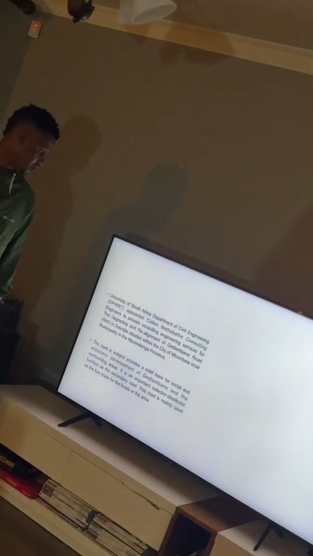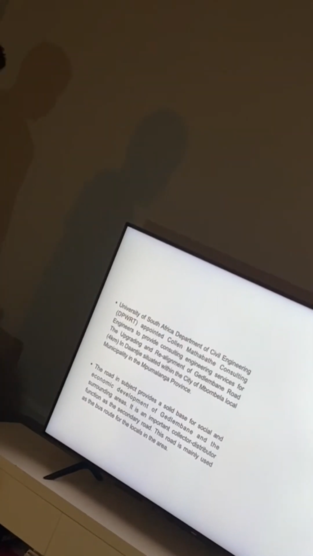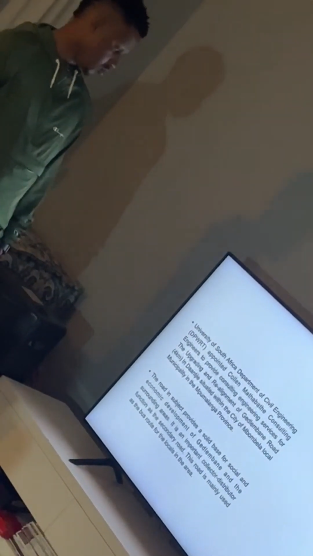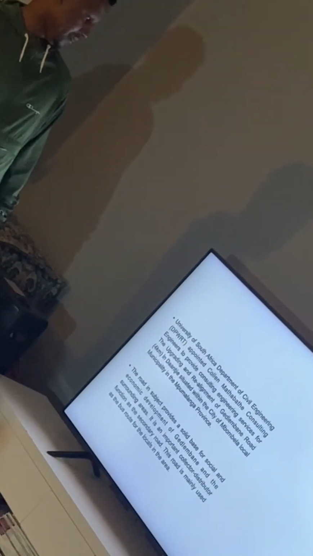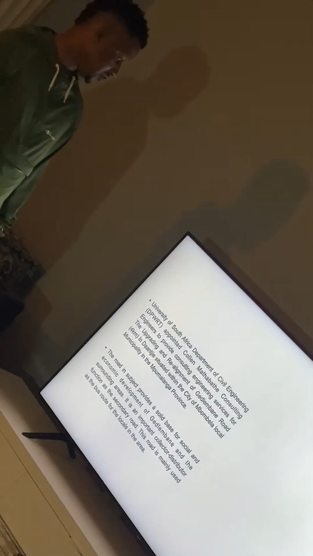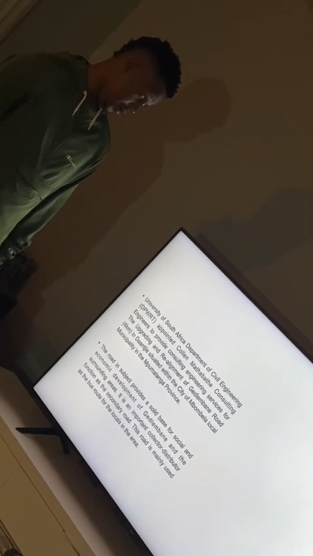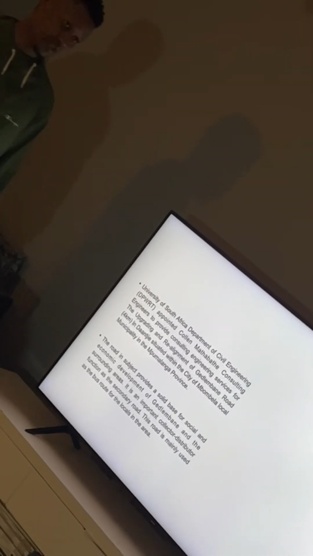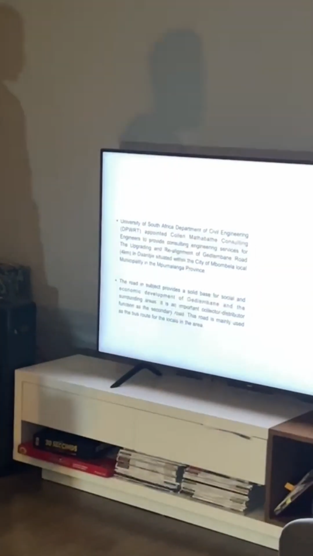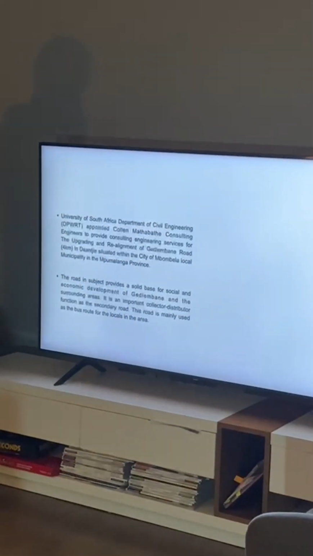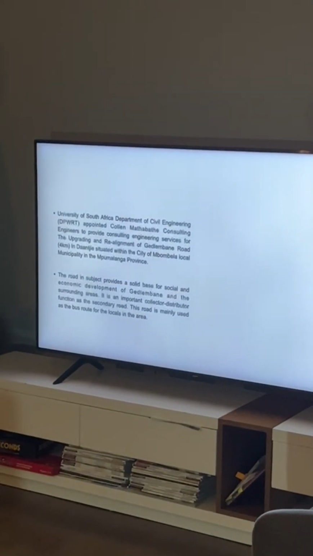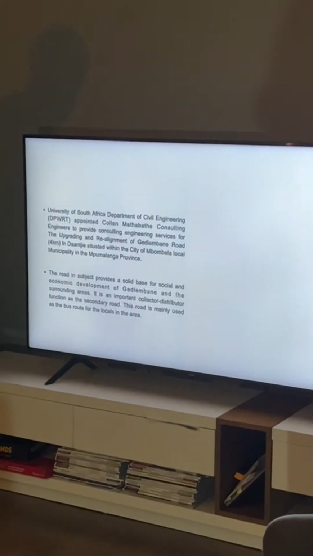The University of South Africa Department of Civil Engineering has appointed myself, Colin Matawati, for the upgrading and realignment of Ketlembane Road. The realignment and the upgrading of this road requires me to do the visual inspection of the road and a traffic analysis or assessment of the road. This particular road is situated in the City of Mbombela Local Municipality in the Mpumalanga province.